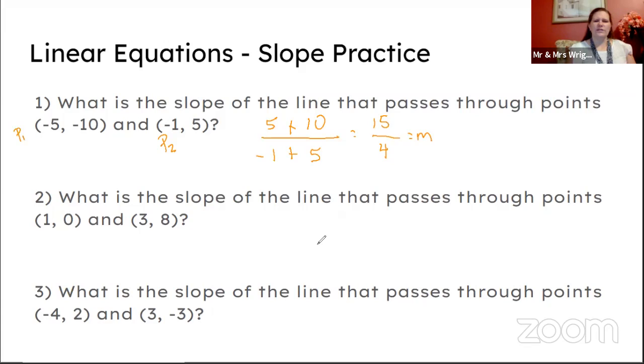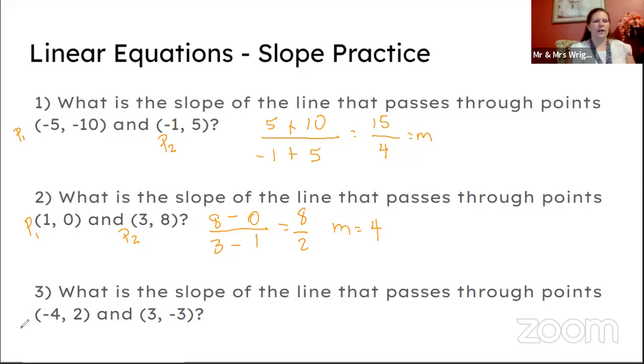All right, so what is the slope of the line that passes through these 2 points? Let's call this point 1 and this point 2. So point 2, we're going to start with 8 on the top, 3 on the bottom, subtract these. And then here we've got 0 on the top and 1 on the bottom. 8 minus 0 is 8. 3 minus 1 is 2. 8 divided by 2 is 4. So our slope is m equals 4.